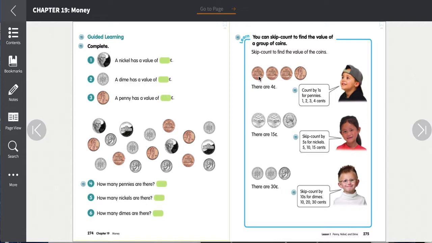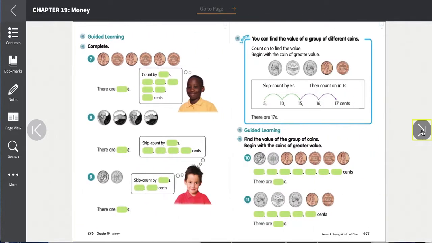Pennies, since they're worth 1 cent, you count by ones. 1, 2, 3, 4, 4 cents. Since nickels are worth 5 cents each, you can count by fives. 5, 10, 15, so 15 cents. Since dimes are worth 10 cents each, you can count by tens. 10, 20, 30, so there are 30 cents.